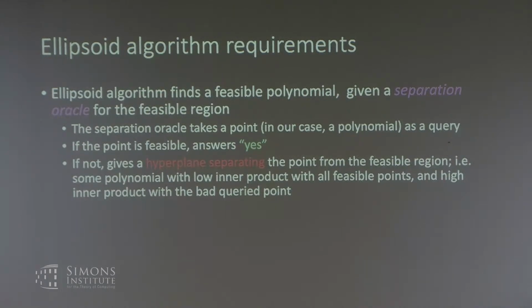And in our case, this hyperplane is going to be another polynomial such that the inner product of that polynomial with anything in the feasible region is low. So any monotone function that's close to f has low inner product with this, but this bad queried point that's not feasible has high inner product with the separating oracle. So in a way, you can think of this as a property tester with extra guarantees. It's a property tester where if you're far from the property, it gives you a witness.